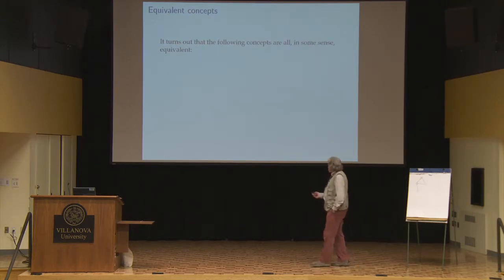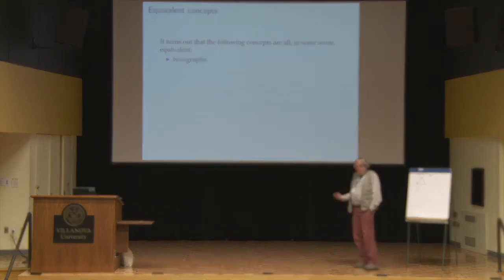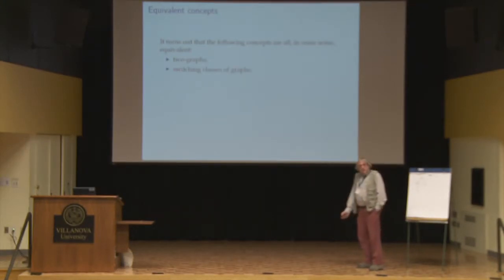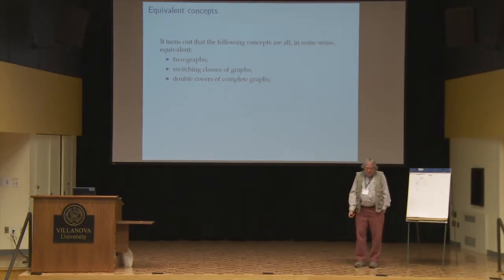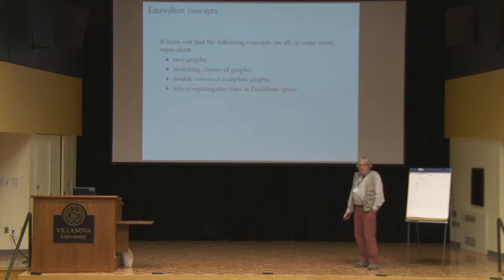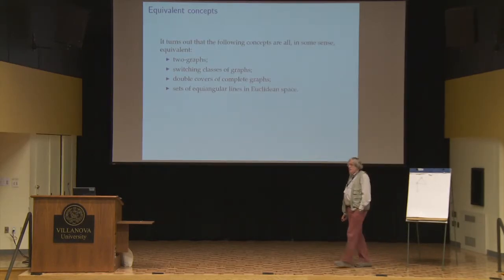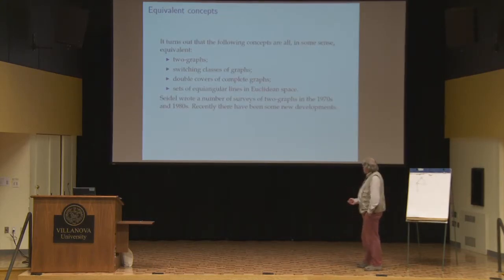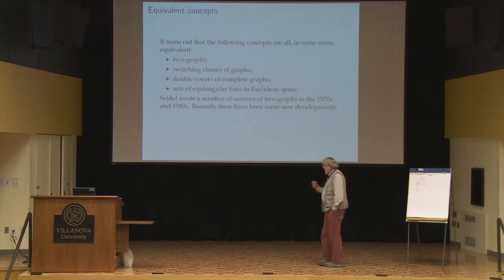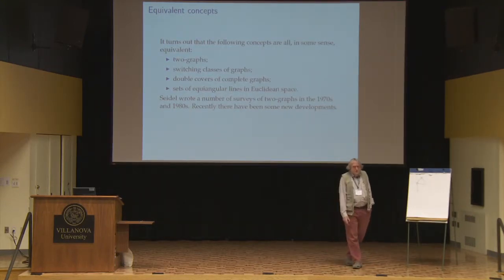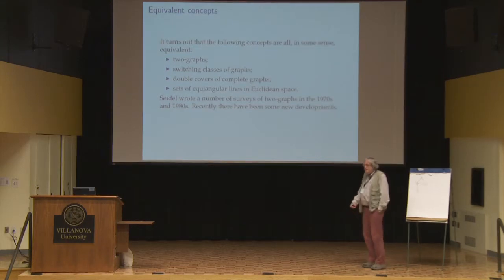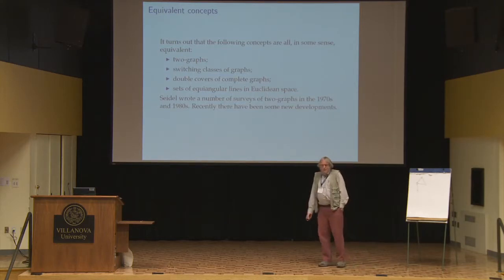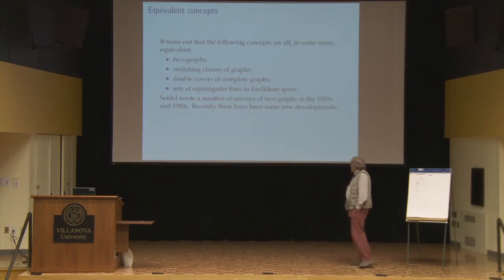So the following things are equivalent. Two-graphs, which I've defined to you in Higman's sense. Switching classes of graphs. Double covers of complete graphs, we'll come to that. And sets of equiangular lines in Euclidean space. And I'll show you how all these equivalences work. But in particular, Seidel publicized this theory very much, and when he learned about Higman's work, he visited Oxford a couple of times in the late 60s and early 70s, and enthusiastically took up the idea of a two-graph and wrote several surveys about them.